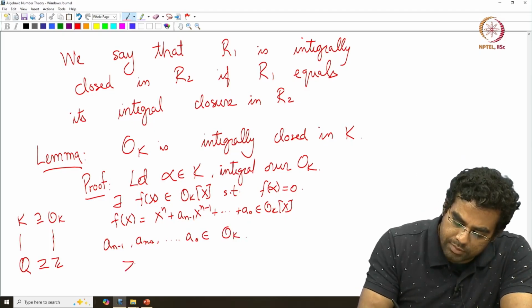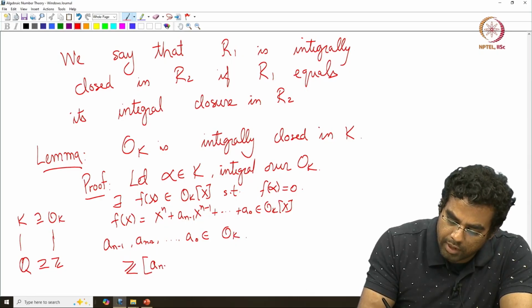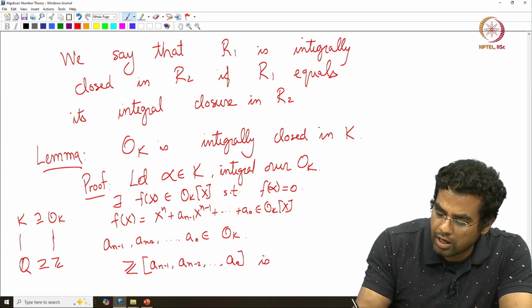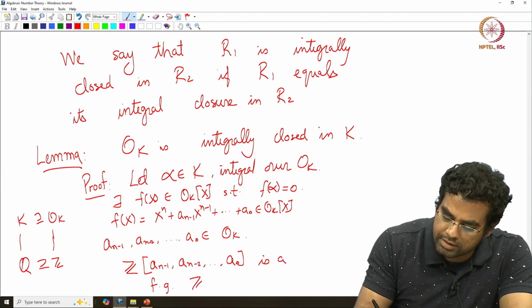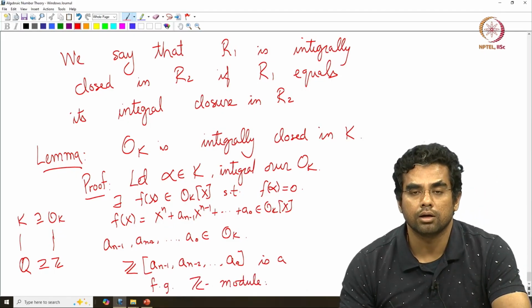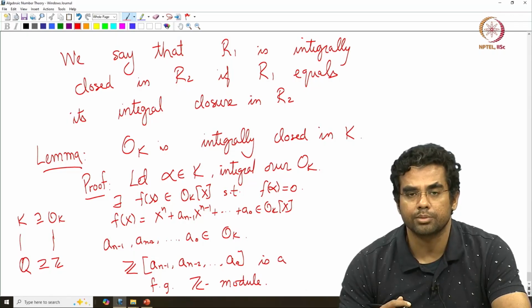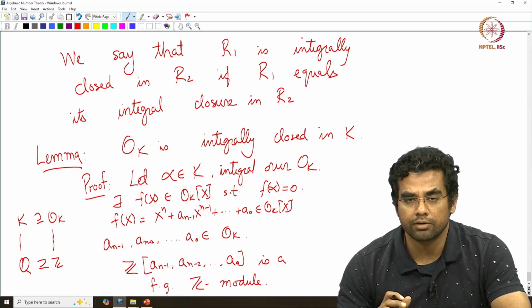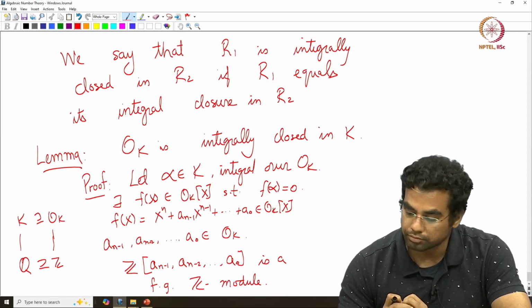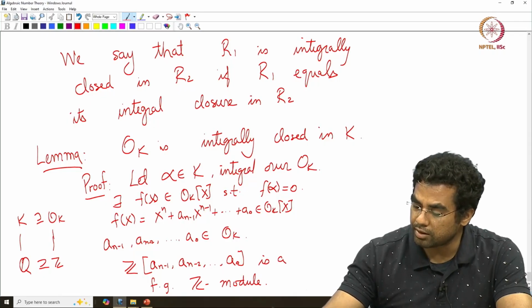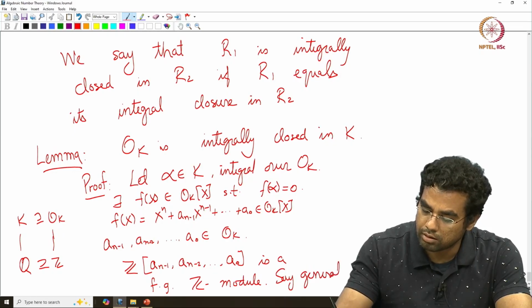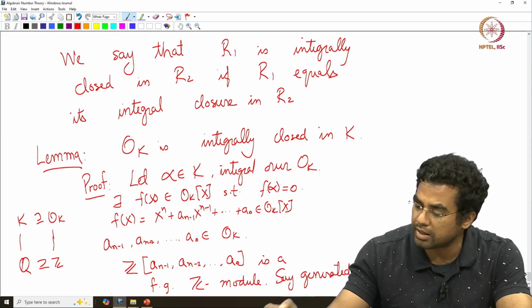So in particular this means that Z[a_{n-1}, a_{n-2}, up to a_0] is a finitely generated Z-module, because these are all algebraic integers, all the a_i's are algebraic integers. So by the property that we proved about algebraic integers, this is a finitely generated Z-module. So let us say this is generated by a finite set S.